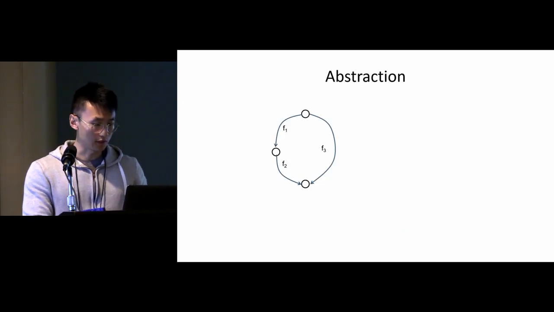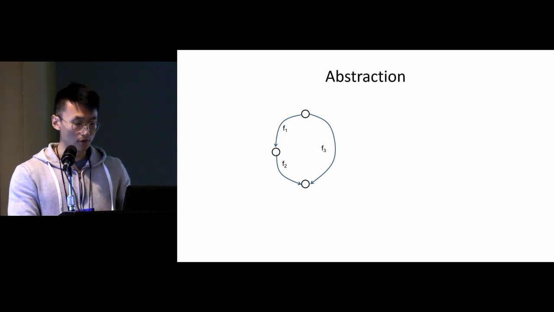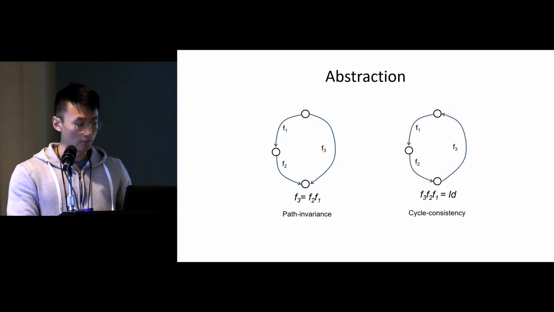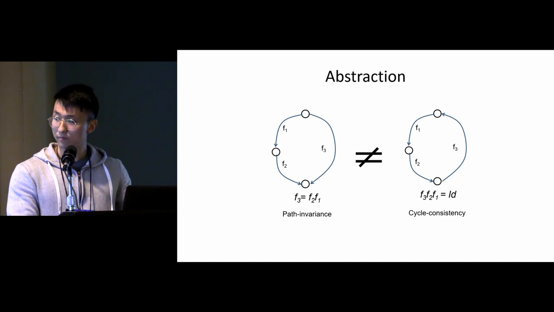Abstraction-wise, we can summarize these two examples using a directed graph with three nodes, each of which represents an object or domain, and three edges, each of which represents a map or neural network. What happens is that there is a self-regularization constraint called path invariance, which essentially says that the direct map F3 should be identical to the composed map of F2 and F1. Note that there is a distinction between the path invariance constraint and the well-known cycle consistency, which states that composed maps should be the identity map.